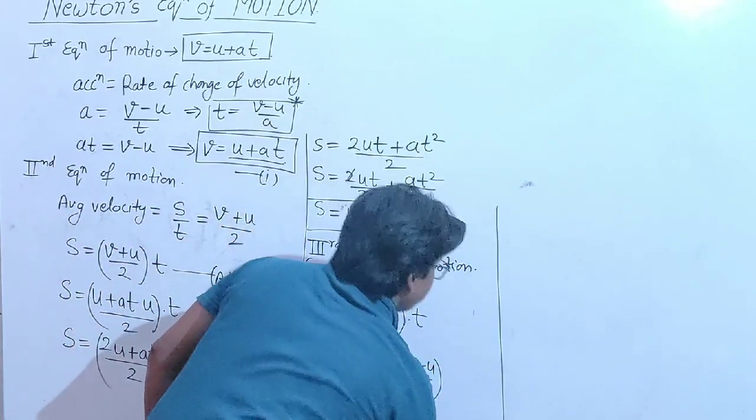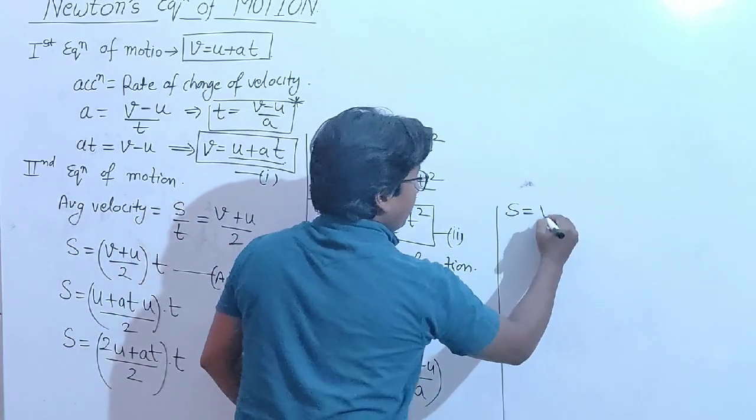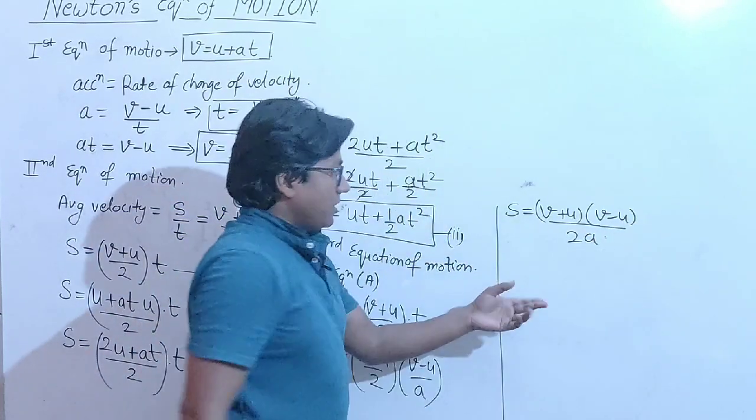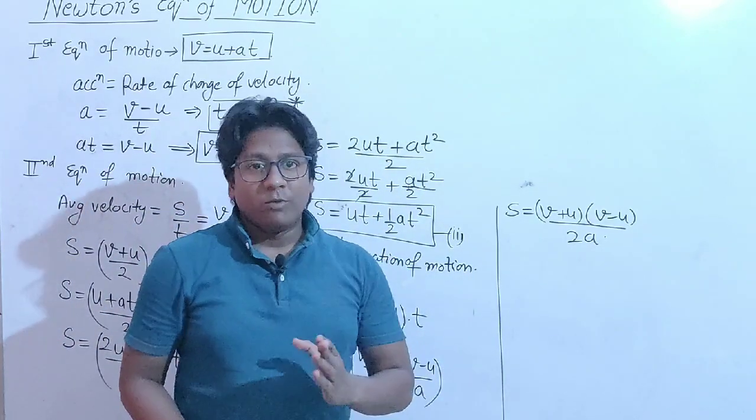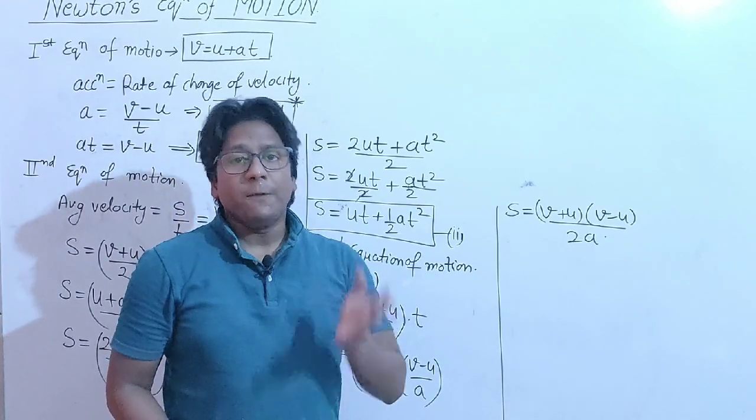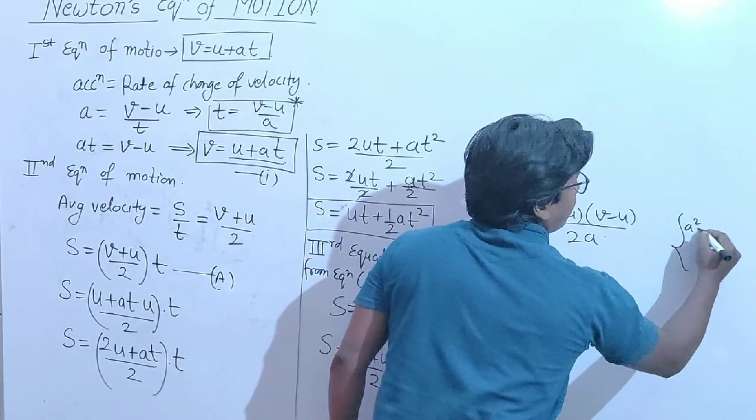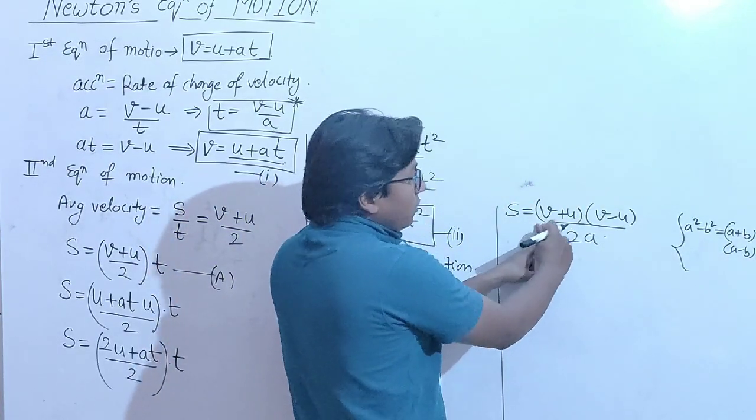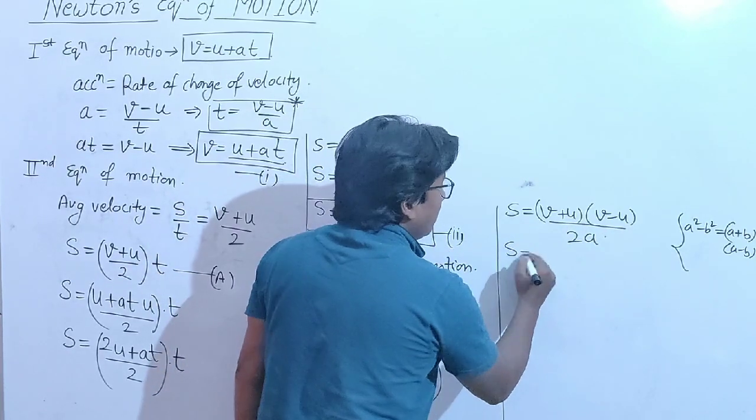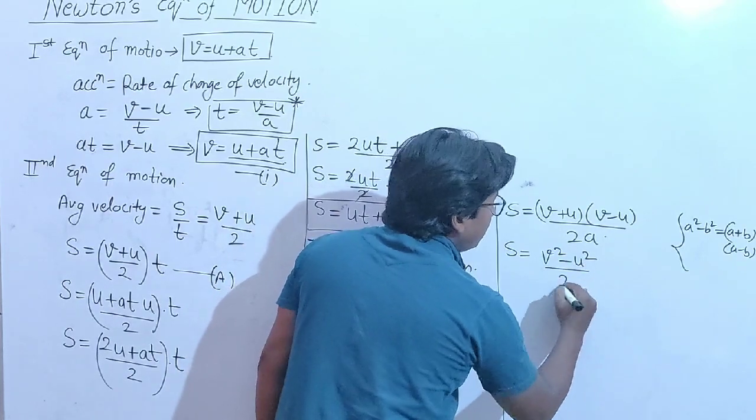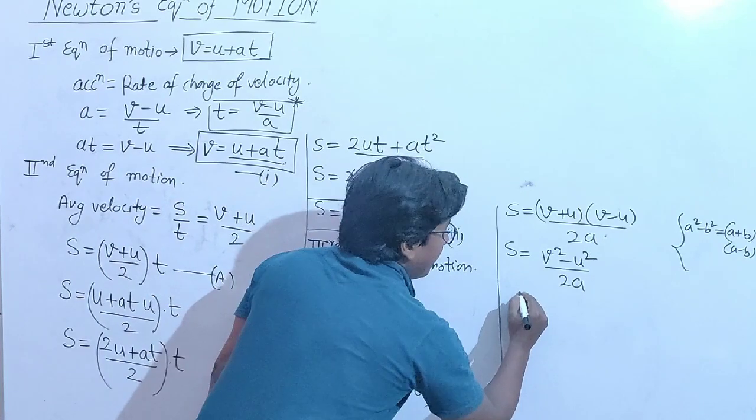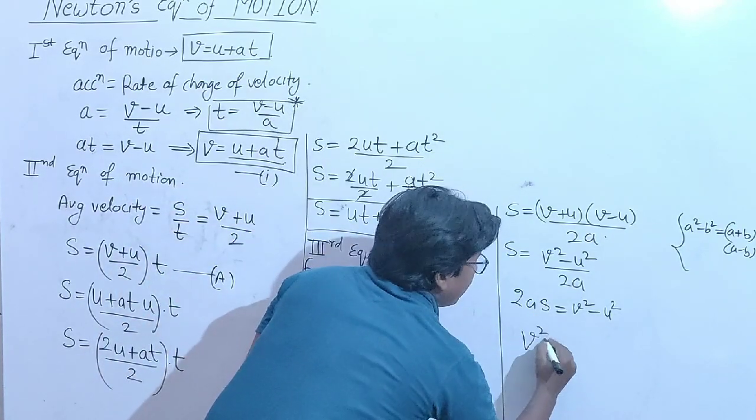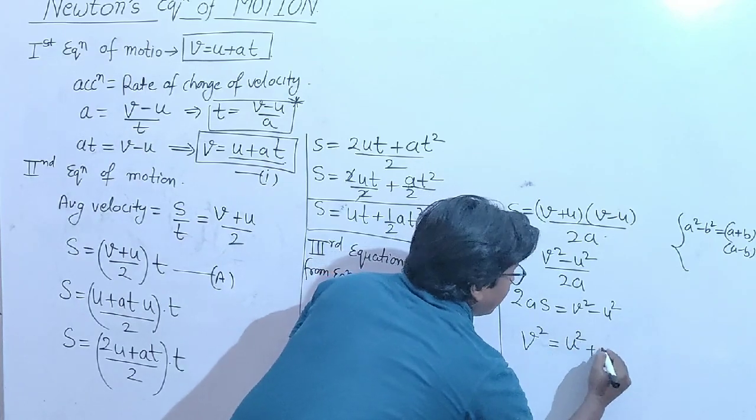Now we will solve it here. S equals (V plus U) and (V minus U) by 2A. Dear students, there is a mathematical formula that a squared minus b squared is (a plus b)(a minus b). With the help of this formula, here we have (V plus U) and in the bracket (V minus U). So S equals (V squared minus U squared) upon 2A. Multiplying 2A, 2AS equals V squared minus U squared. Rearranging, V squared equals U squared plus 2AS.